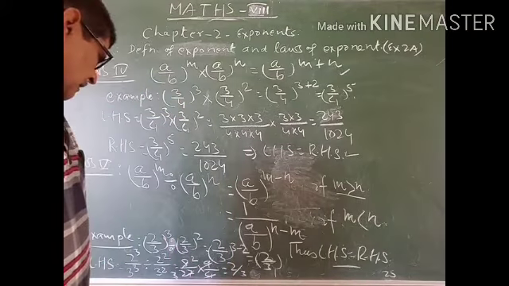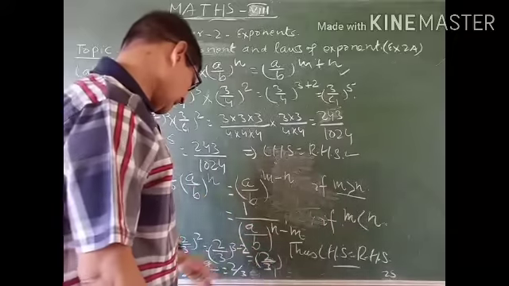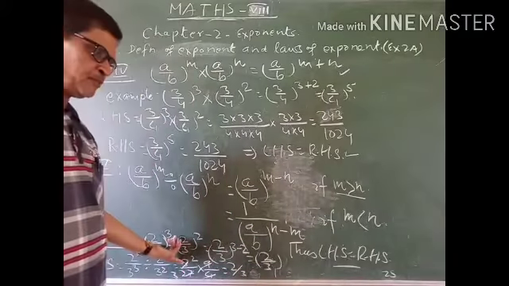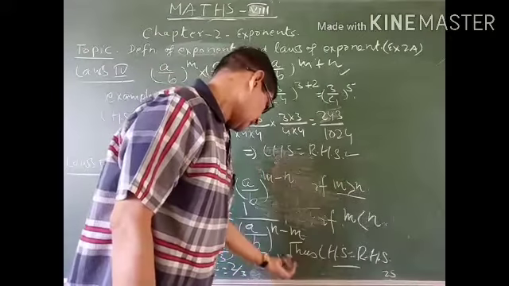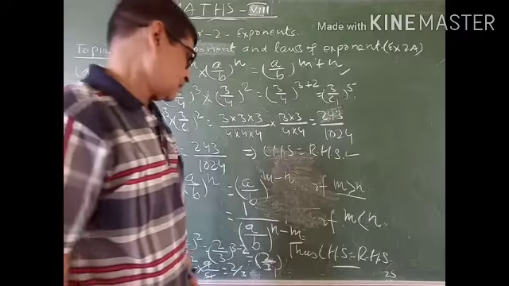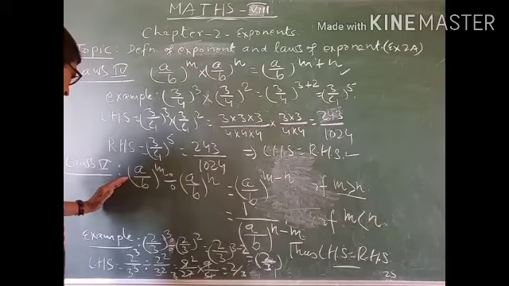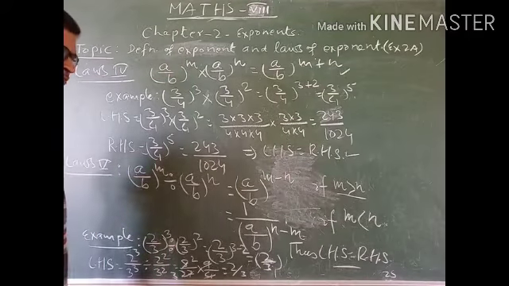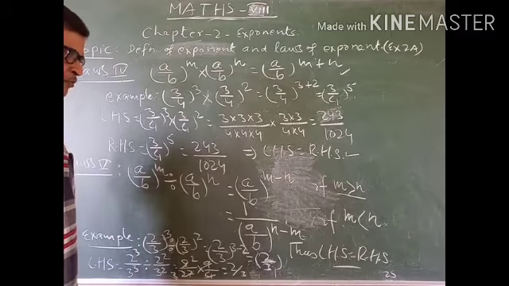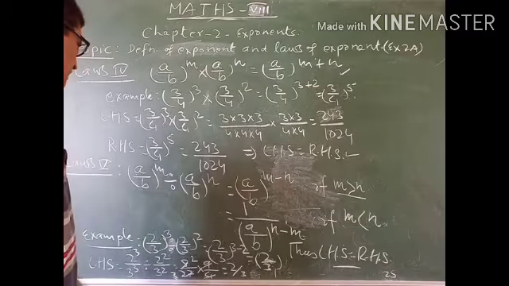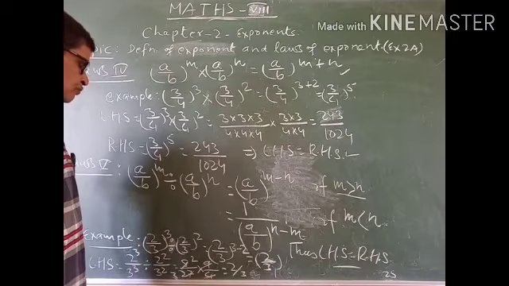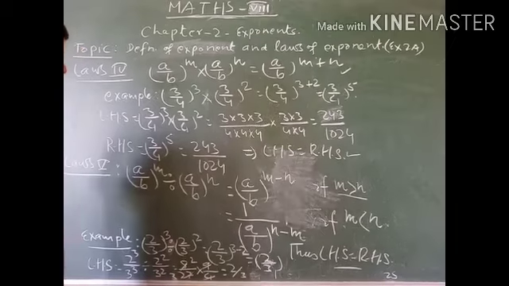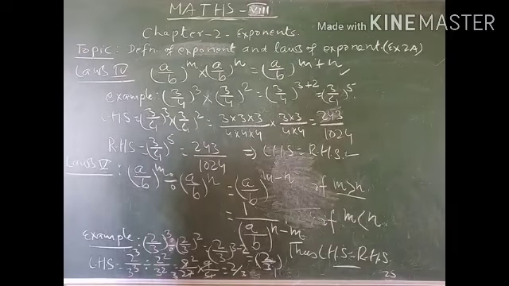So we see that the value of LHS is equal to the value of RHS. This is how in simplification all these laws of exponents are much helpful, and you can use them to simplify complex mathematical expressions. These laws are very helpful.